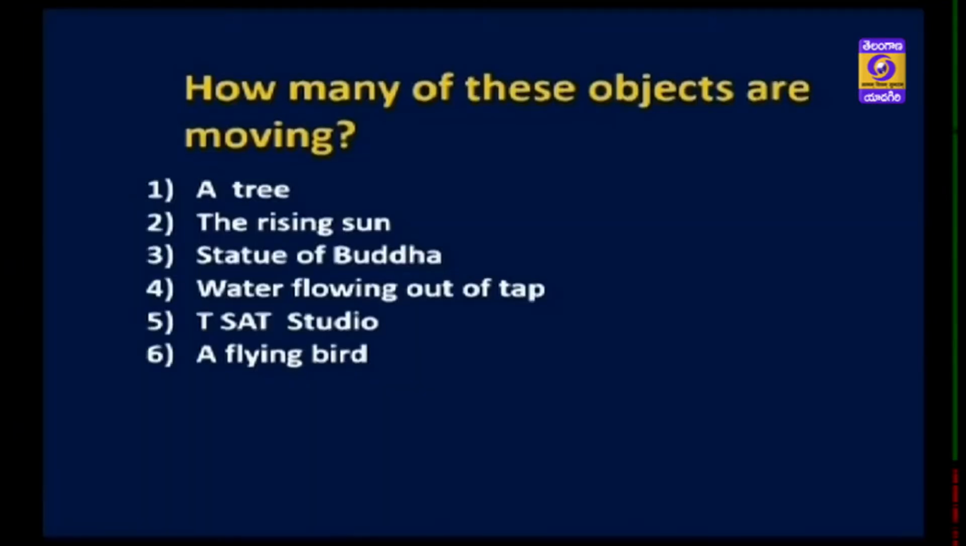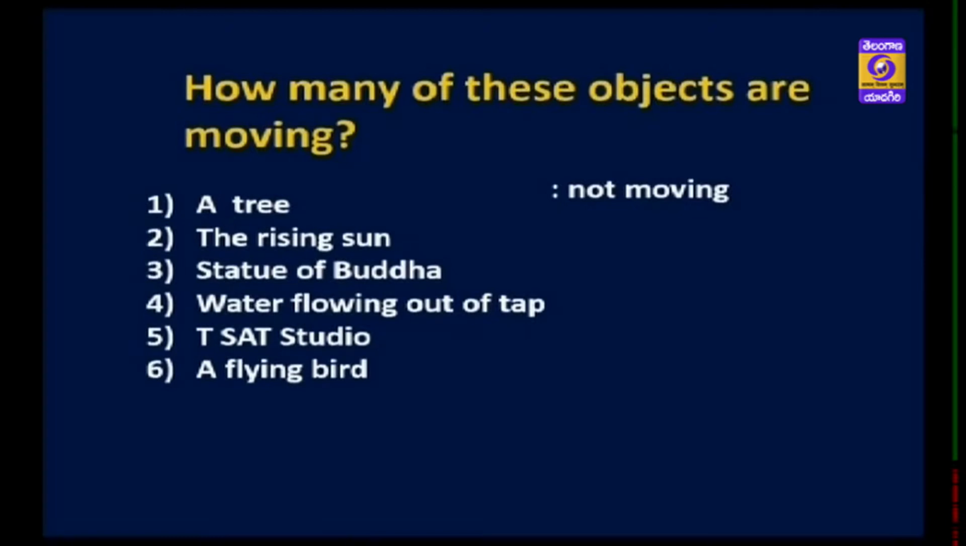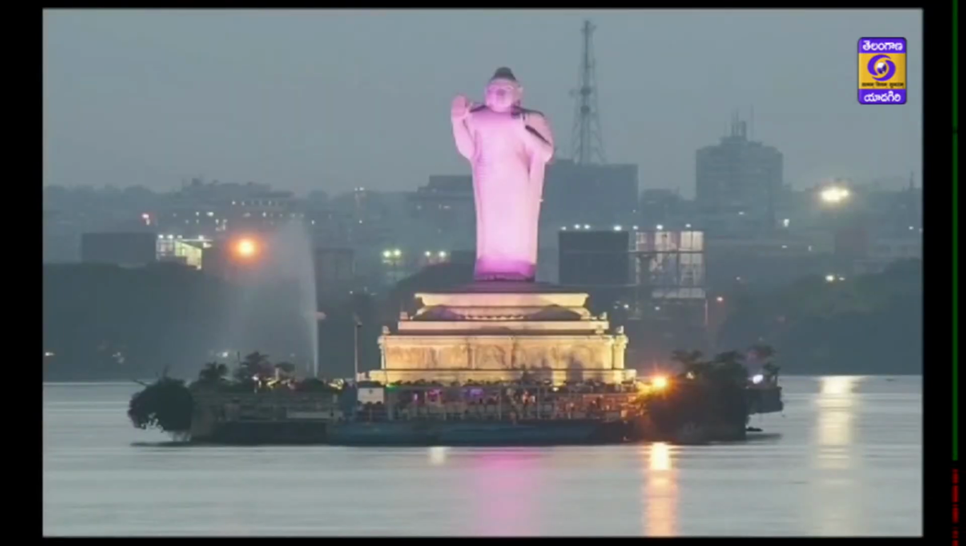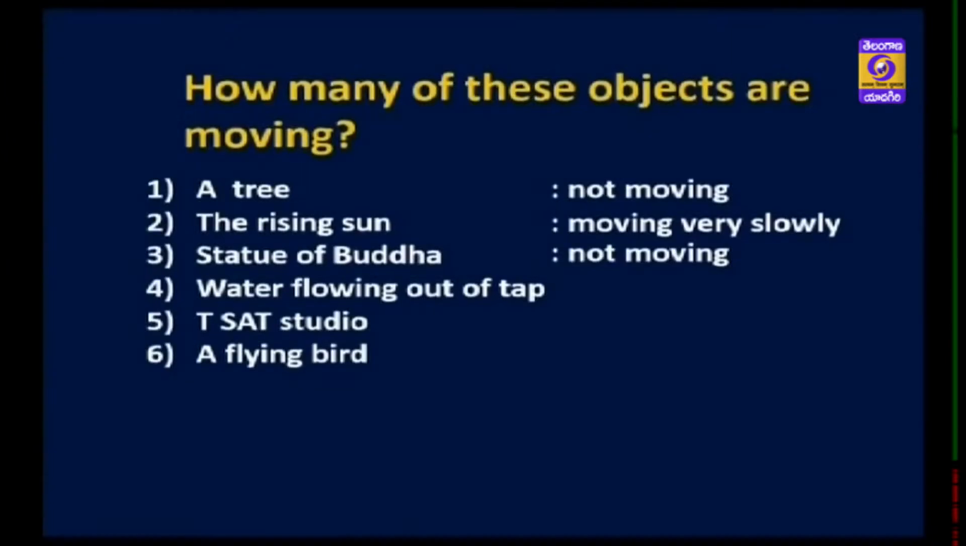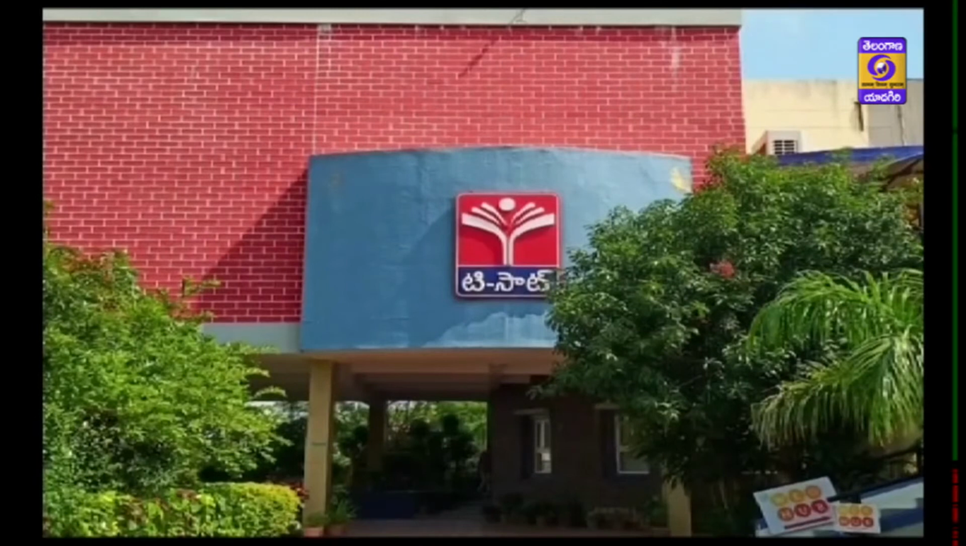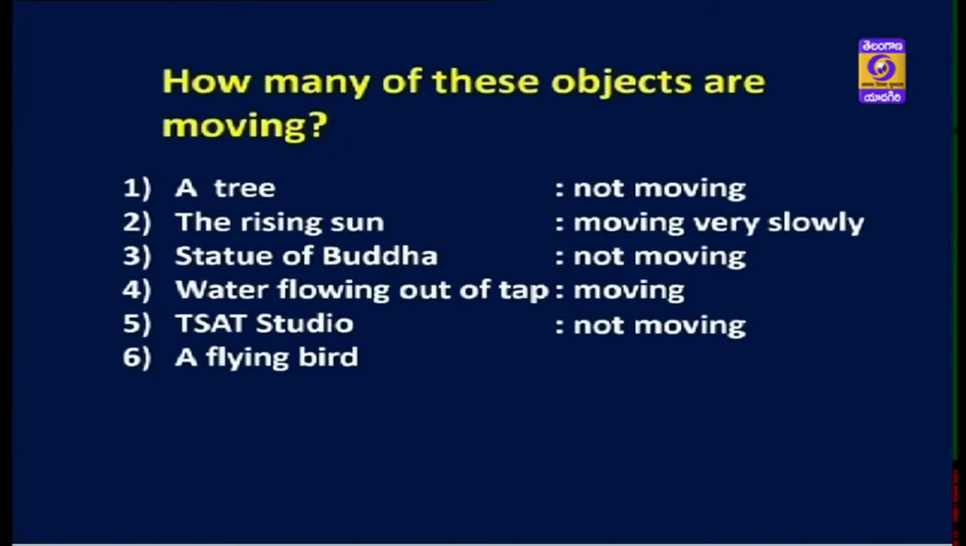Children, from the list which I have written, I will say which of them were moving and which of them were not. Among the objects which I have seen, the tree was not moving. Rising sun was moving very slowly, couldn't be identified. Statue of Buddha, I hope you all may have seen this, it was not moving. Water flowing out of a tap was moving. TSAT studio, which I have seen today, was also not moving. The flying bird was moving.